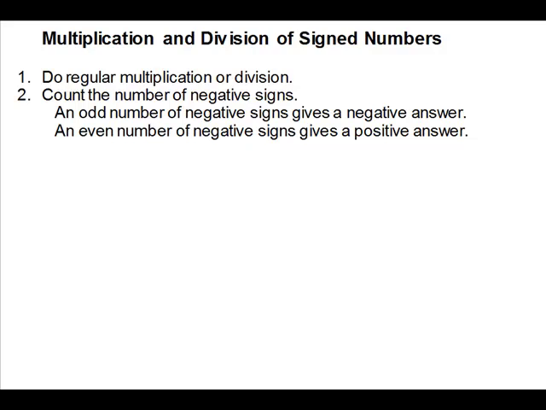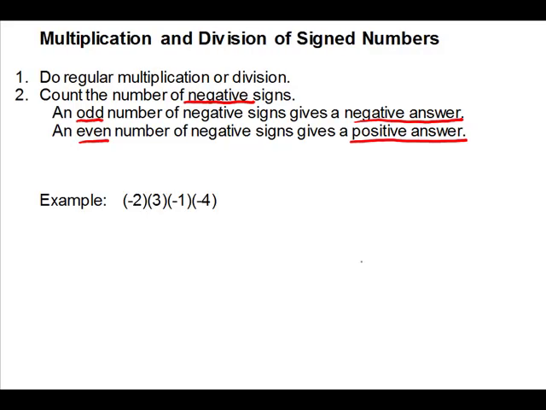Multiplication and division of signed numbers. You're going to do regular multiplication or division, and then you're going to count the number of negative signs. An odd number of negatives gives a negative answer. An even number of negatives gives a positive answer. Let's look at an example.